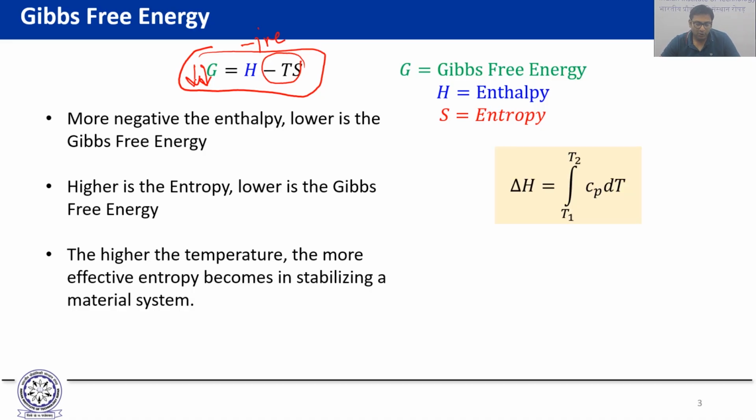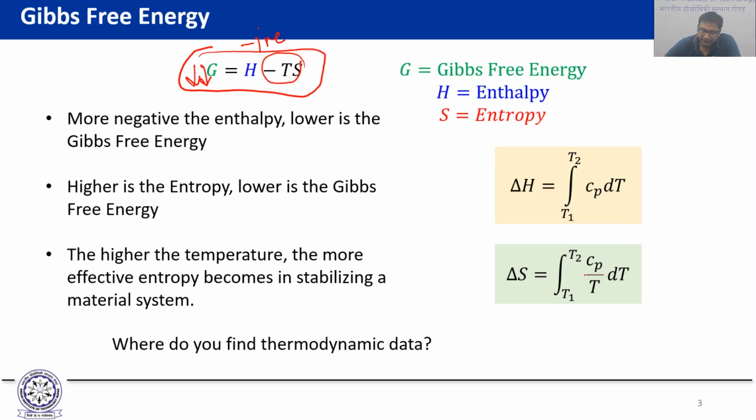So if I look at the very definition of the formation enthalpy, the change in enthalpy over a certain range of temperature is given by the expression over here. It's the integral of Cp dT. All right. And if you look at the change in entropy, that can also be expressed in terms of the specific heat of the material, and it is given as the integral of Cp over T dT.